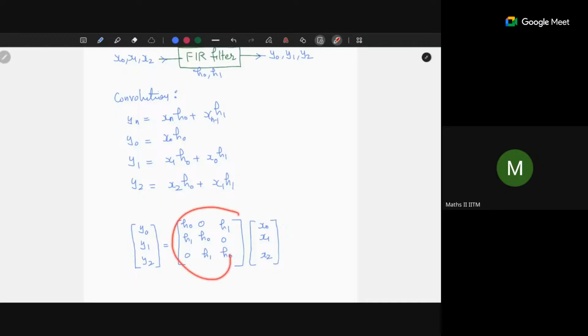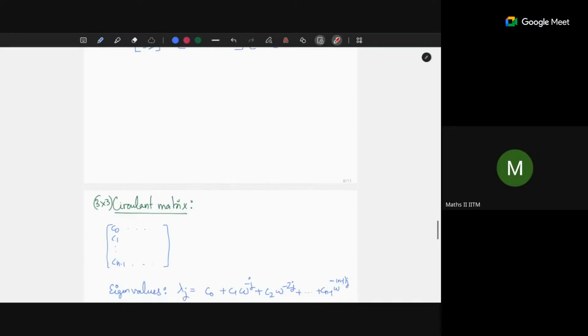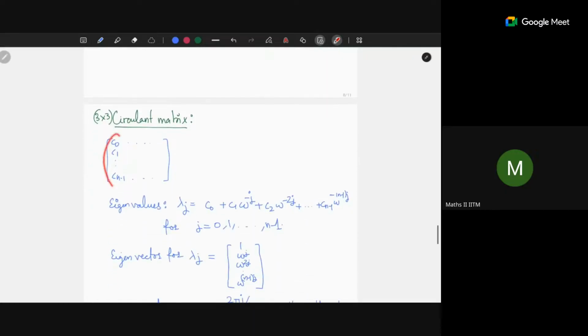Because this is a circulant matrix, there is a very particular solution to it. You just need to know the first column, and once you know the first column, the eigenvalues are nothing but lambda_j = c0 + c1 omega^(-j) + c2 omega^(-2j) and so on, where omega is the first root, or the primitive root, of unity. All right.